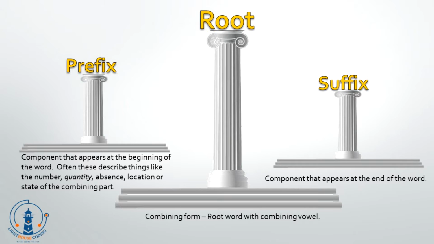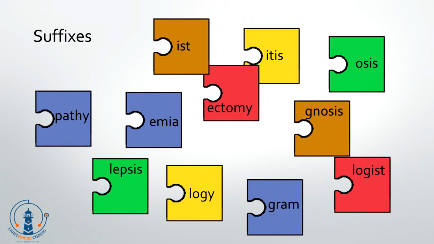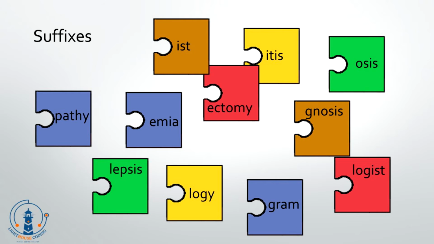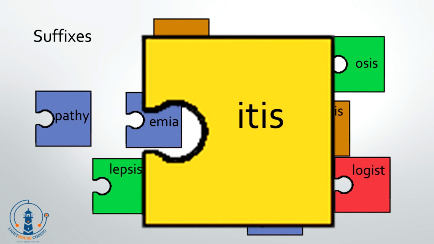The suffix is a word part that comes at the end of the term. Suffixes are grouped according to their purpose, and they usually describe a procedure, condition, or disease. For example, the suffix ectomy means removal. When this suffix is added to the root word append, we get the term appendectomy, which is a surgical procedure that removes the appendix.